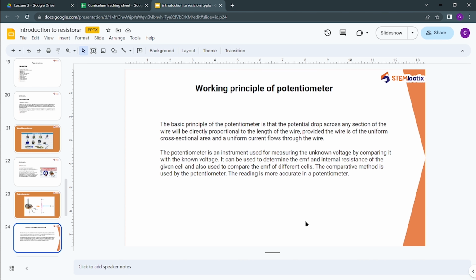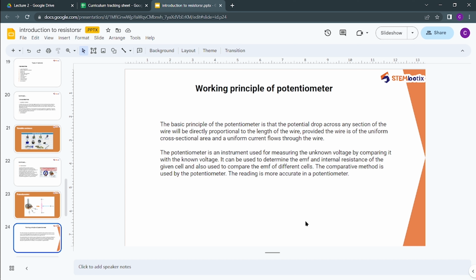Now, working principle of potentiometer. The basic principle of potentiometer is that the potential drop across any section of wire will be directly proportional to the length of wire. Means the length of wire will decide the potential drop, provided the wire is of uniform cross-sectional area and a uniform current flows through the wire. Means these are the must quantities of that. The wire should have a uniform cross-sectional area, and should have a uniform current flow through it. So these are the basic necessities of a potentiometer.